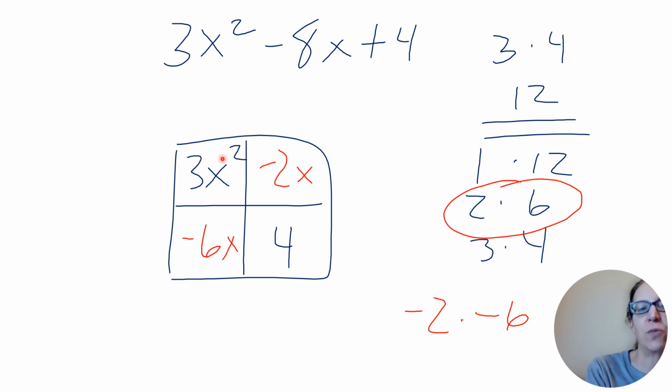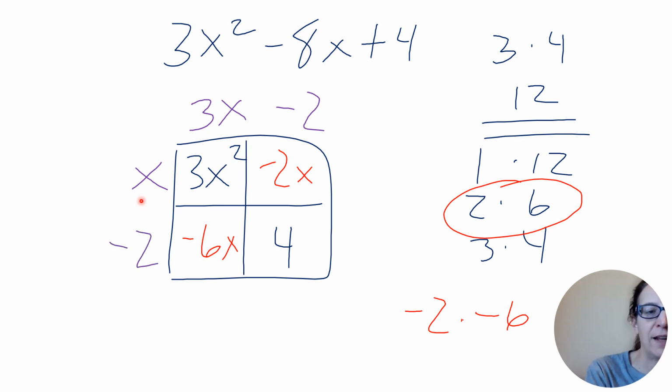So you have 3x squared and you have a negative 2x. What do they have in common? Well, they have a factor of x in common. And then once you've got that, you should be good. X times what gives me 3x squared would be 3x. X times what gives me negative 2x? That's negative 2. 3x times what gives me negative 6x? That would also be a negative 2.